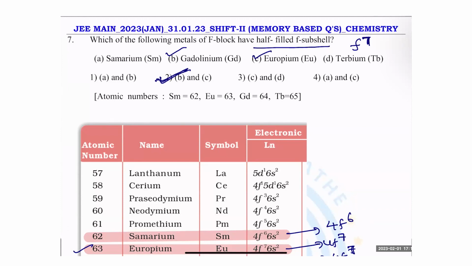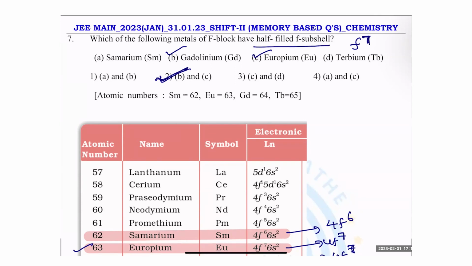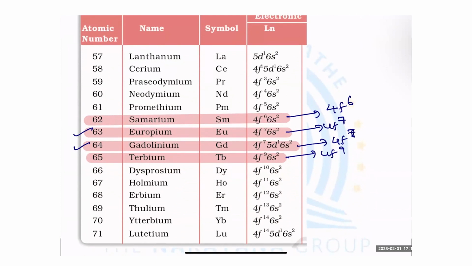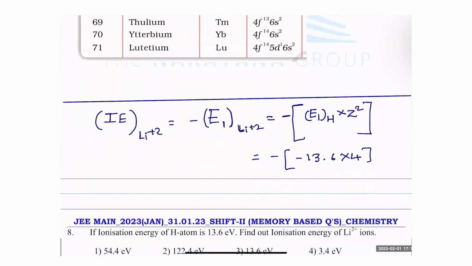He provided the atomic number and you need to write the electronic configuration. There are some deviations in electronic configurations, so remembering those deviations is definitely important. This is a question based on electronic configuration.